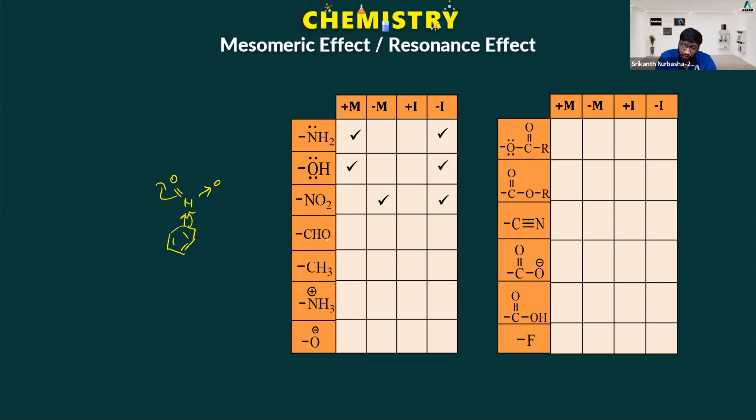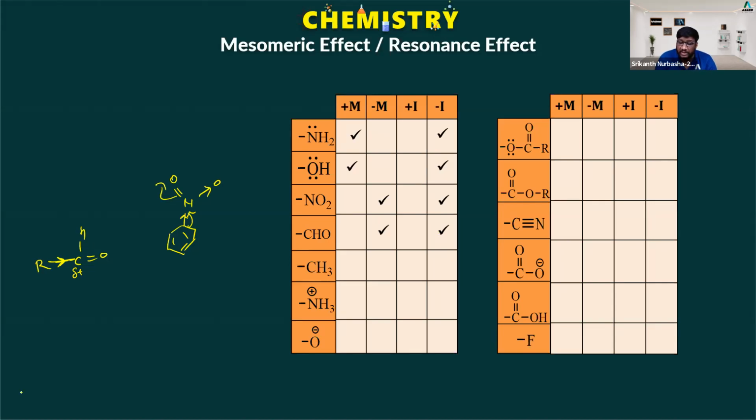CHO will also have the same effects. The C=O pi electron density moves away, and it is also withdrawing electron density by minus I. Why? Because the C=O group is connected with some alkyl group, let us say. This carbon has some partial positive charge, and because of that partial positive charge, it withdraws the electron density.